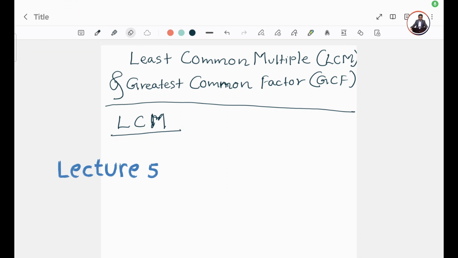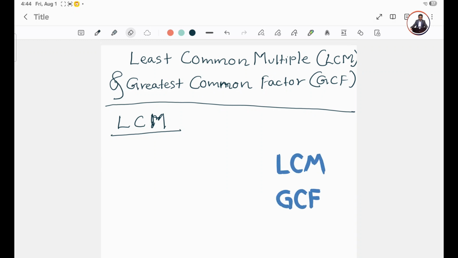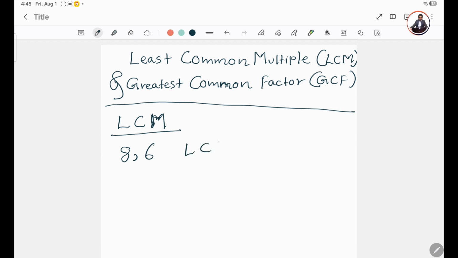In this session, I'm going to talk about least common multiple and greatest common factor. Firstly, we can talk about LCM. I'll go with this example first: 8 and 6, find the LCM value. There are two methods to find LCM, so I'll go with the first method.